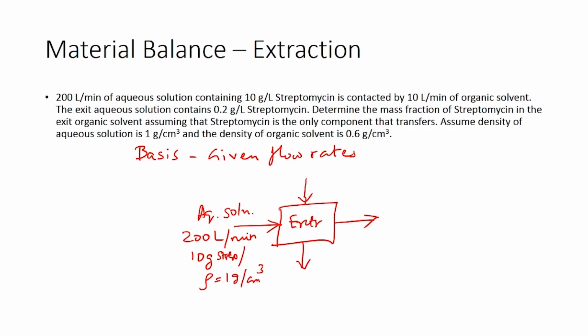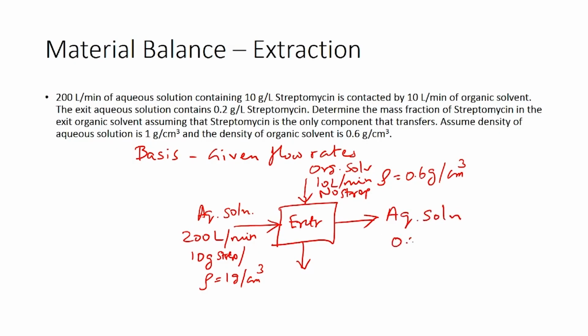You also have the organic solvent which is entering the system as 10 liters per minute containing no streptomycin. So the density of this organic solvent is given as 0.6 grams per centimeter cube. We have two exit streams. One is the aqueous solution which contains 0.2 grams per liter of streptomycin, and you have an organic solvent which is the extract leaving the system as the product. We do not know the concentration of streptomycin in this particular stream. Having written all this information, let us try and solve this problem.